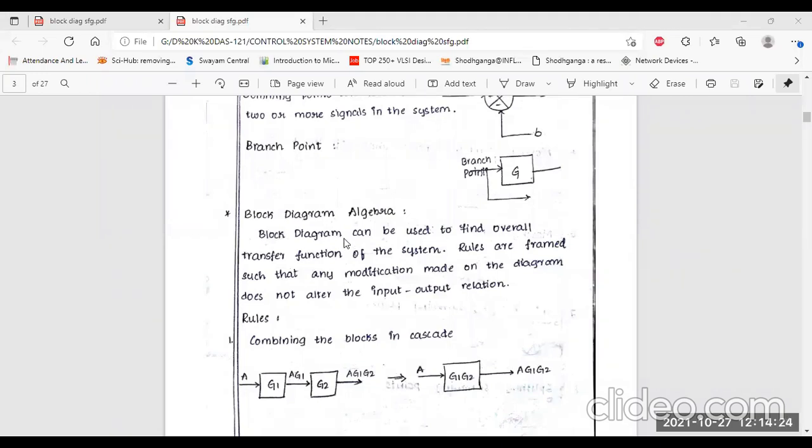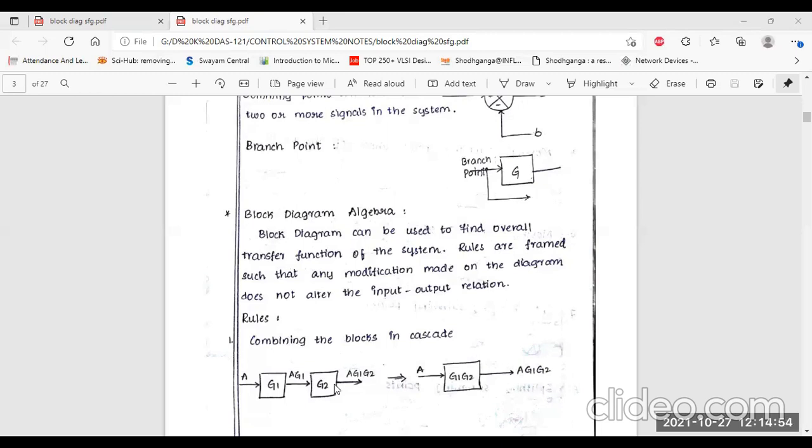These are the different processes or rules for how, in block diagram algebra, we draw the transfer functions. This block diagram can be used to find the overall transfer function of the system. Rules are framed such that any modification made on the diagram does not alter the input and output relation. So please remember these things also.